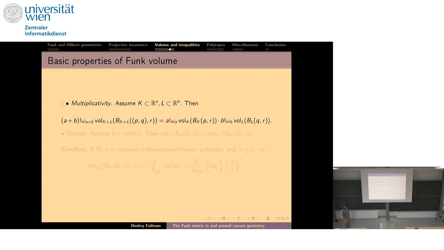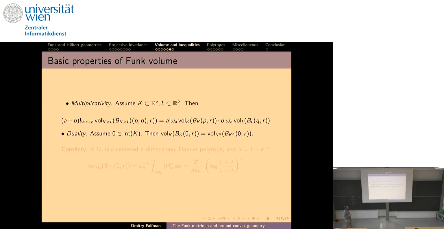Okay, so if you look at the Funk volume, then you will realize it has two fundamental properties. One is multiplicativity with the right coefficients. You take Cartesian product; it's essentially the product of the volumes of the Funk volumes, and also it follows from the duality we discussed before that you have invariance to duality.